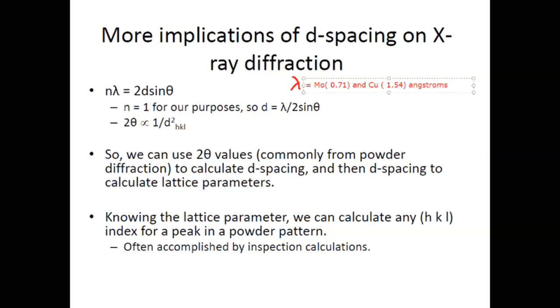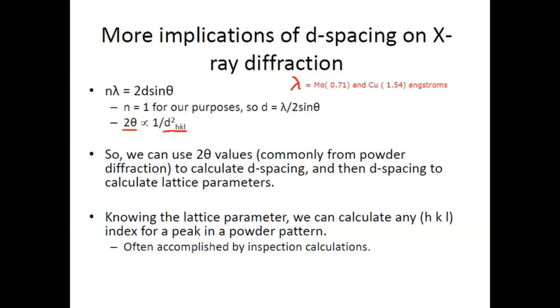So d is approximately equal to lambda over 2 sine theta. So 2 theta approximates the d spacing. It's proportional to the d spacing. And what you have to remember here is that the theta angle is inversely related to the d spacing.